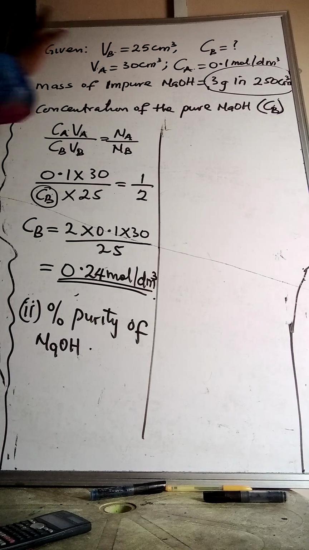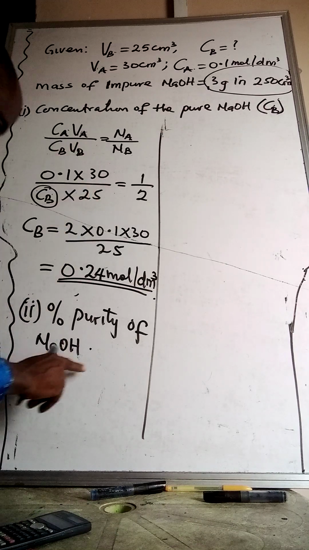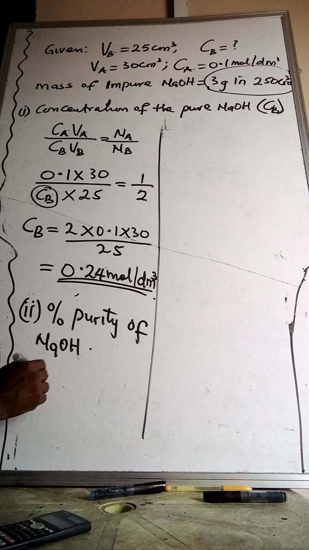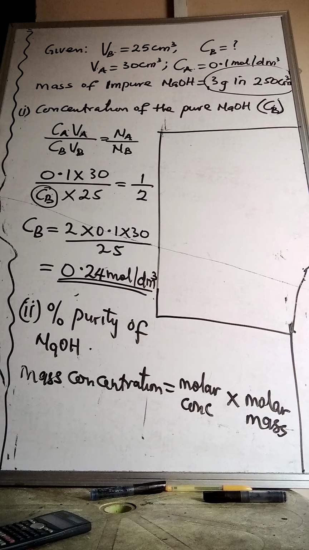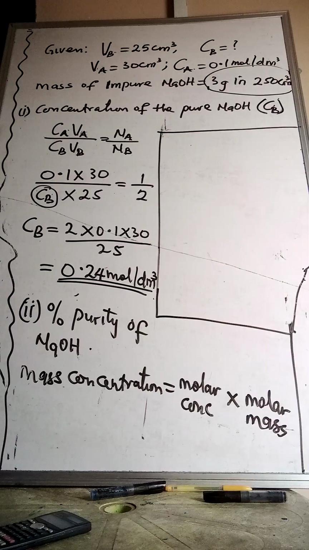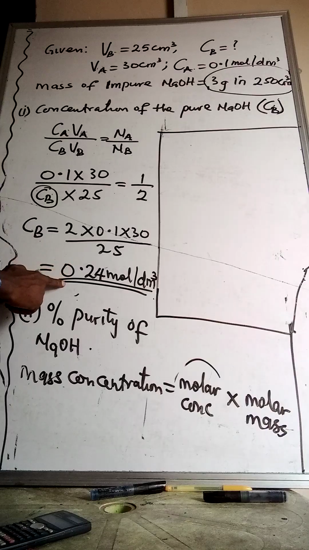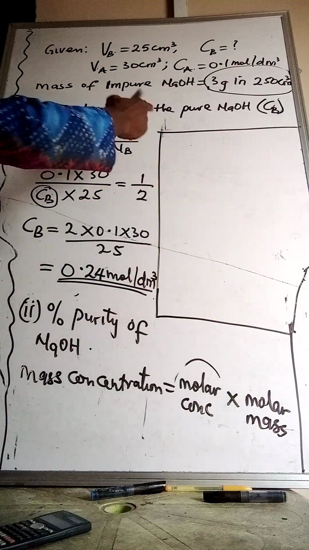But leaving that one for now, I want to find the percentage purity of sodium hydroxide. I need the mass concentration of that pure sodium hydroxide. How do I get that? Now, mass concentration is molar concentration times molar mass. That means I already know the molar concentration of the pure base, which is this, so I need to find the molar mass of the pure base, and the molar mass of the pure base is the molar mass of sodium hydroxide.